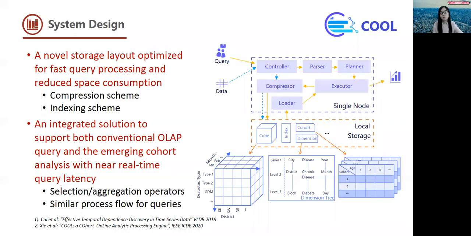And in COO, we focus on both functionalities and performance. For the performance, we implemented a novel storage layout optimized for fast query processing. It employs compression to reduce the space requirement so as to reduce the I/O cost. And we also designed efficient indexes for fast query processing. It supports both conventional OLAP queries and cohort queries with efficient primitive operators but with similar process flow.